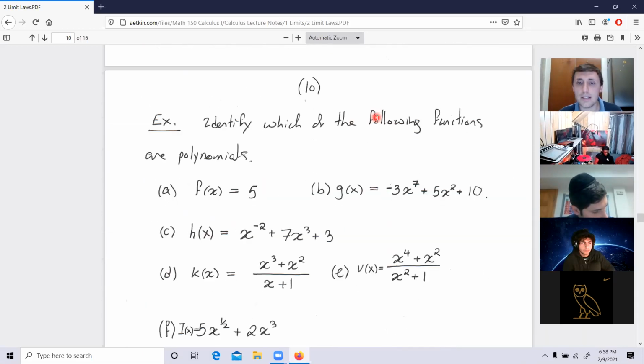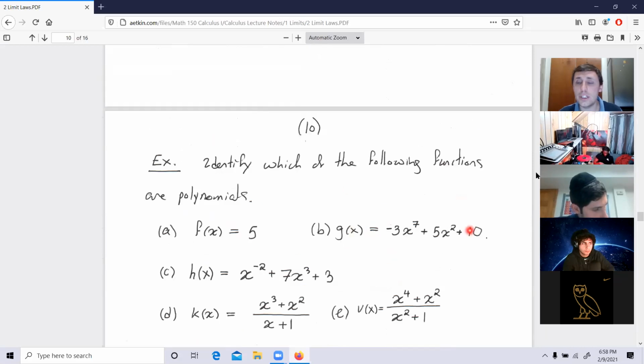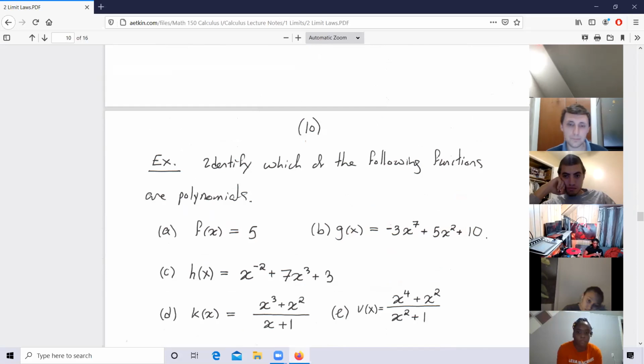Next question, guys. G, is G a polynomial? Okay, a lot of you are saying right away yes, and of course you are correct. It is a polynomial.